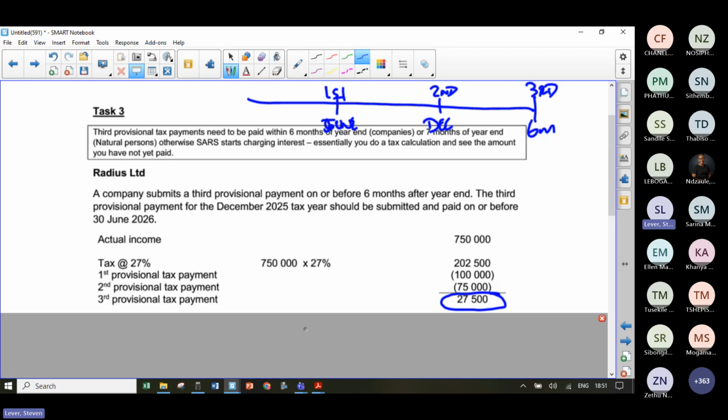There are no penalties, guys. But what SARS says is, if you don't pay it within 6 months of year end for a company, I'm going to start charging you interest. So basically, this is when the interest starts. So if you don't pay your third payment within 6 months of year end, that's when it's going to happen.